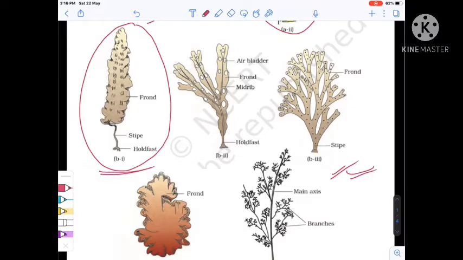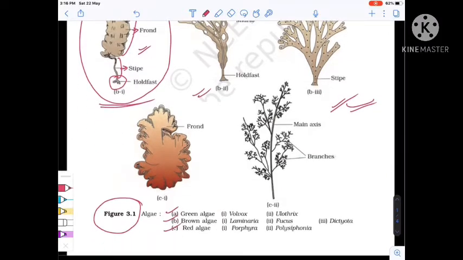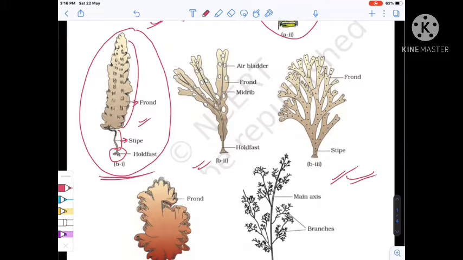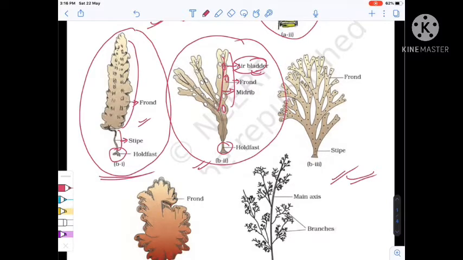In case of brown algae, there are three parts. This is the holdfast, then this portion is the stipe, and this leaflet-like structure is called the frond. So remember the identification also. Now this is the example of Fucus. In Fucus, this is the holdfast, this structure is the midrib, this leaflet-like structure is the frond, and this bubble is known as the air bladder. So remember, this is important, and remember the whole diagram also.